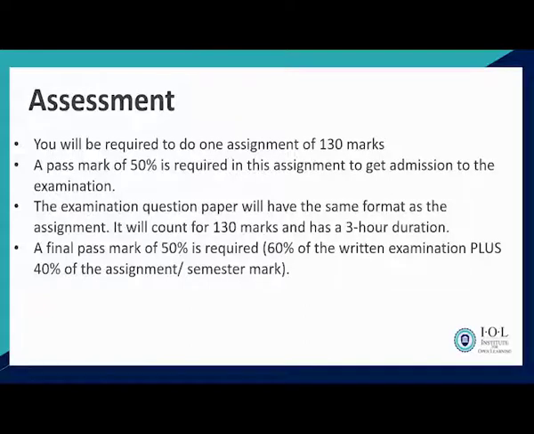And then within the examination, you will need to score 50% at the end of the exam, and it's 130 out of 130 total. So 60% of the written examination plus 40% of the assessment semester mark should be your minimum pass. With your exam, you need 60%. And then from your assessment, you need more than 50%. Once you have that, they count towards the final marks of the overall performance. That's on assessment.